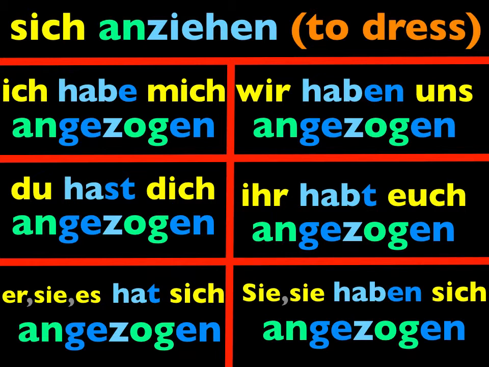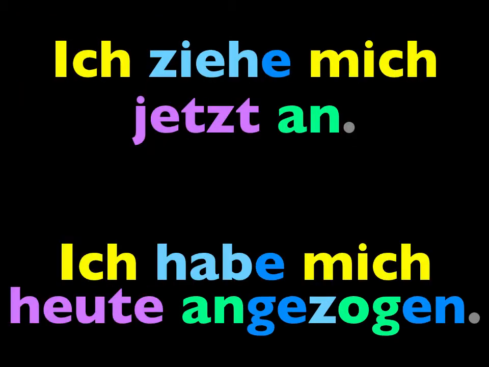So now let's use this verb in some sentences to get a feel for it. Say, I'm getting dressed now and I got dressed today. Ich ziehe mich jetzt an. Ich habe mich heute angezogen. Notice again, the mich comes right after the verb. In the first sentence, right after ziehe. In the second sentence, right after habe.